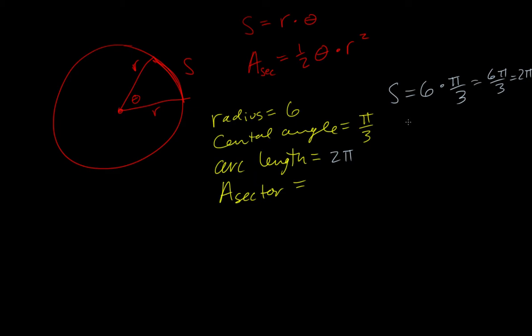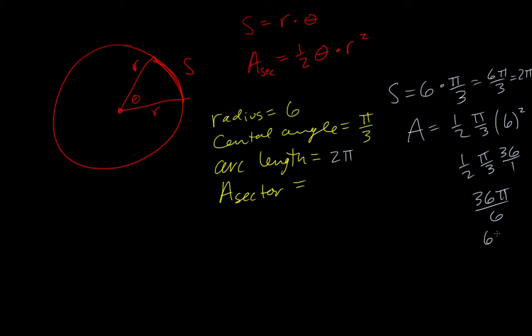Okay, now the area of sector, I'm just going to plug it in here. So the area is 1/2 times the central angle, which is pi thirds, and then the radius squared. Squaring that, we get 36. Multiplying everything, tops together, bottoms together, we get 36 pi over 6. 36 divided by 6 is 6, so that gives us 6 pi. Once again, turn that into a decimal if you'd like.